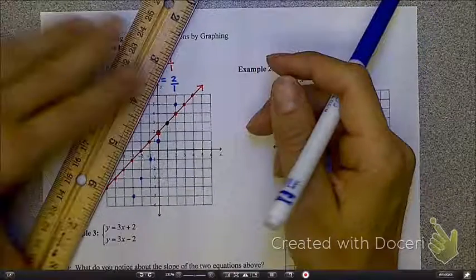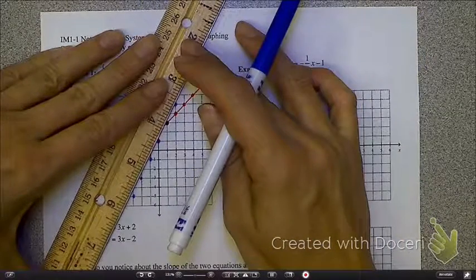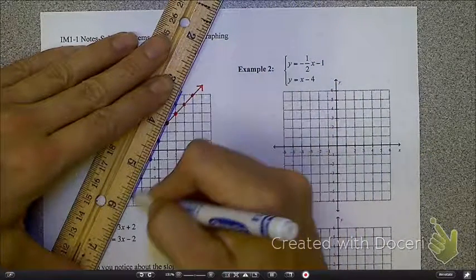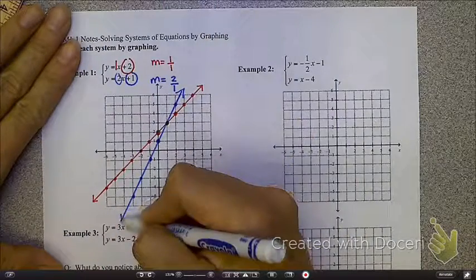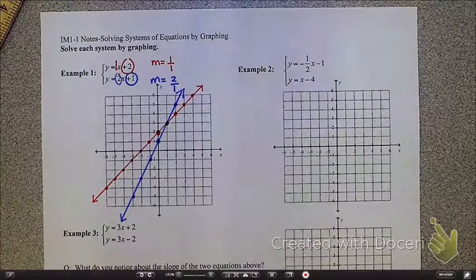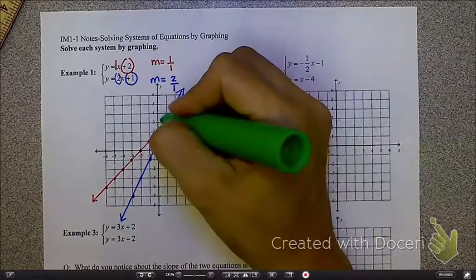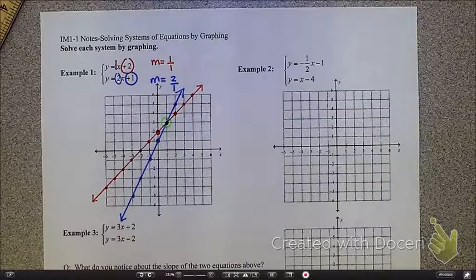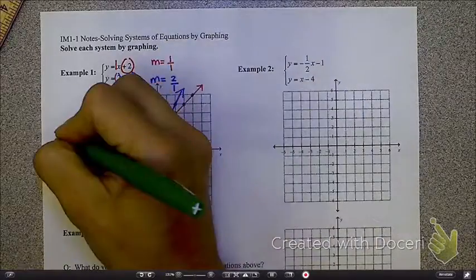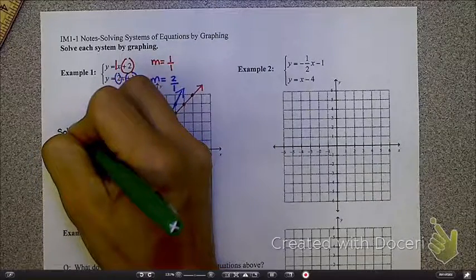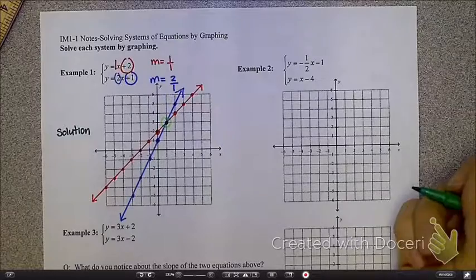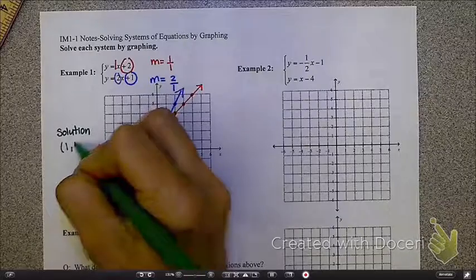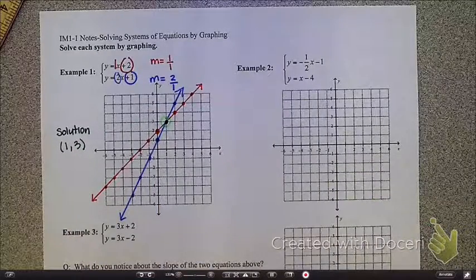So now I'm going to connect all of the blue dots, because those are my second line, and then I can take a look at where the two equations intersect. All right, so here's my intersection point. So this would be my solution. So now, in order to say what my solution is, I just need to write what that point is. So what is that ordered pair? Well, it's (1, 3). So (1, 3) should be your answer there.